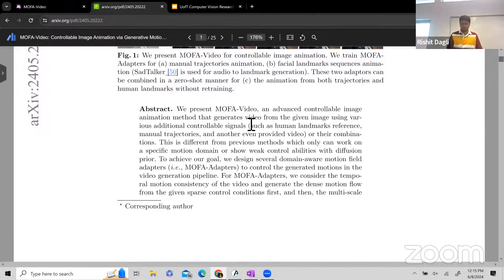And in the context of this paper, MOFA-Video, which is the topic of this paper, can create animations that follow realistic human movements based on these reference points. So this model won't create some absurd human motion that is not humanly possible.